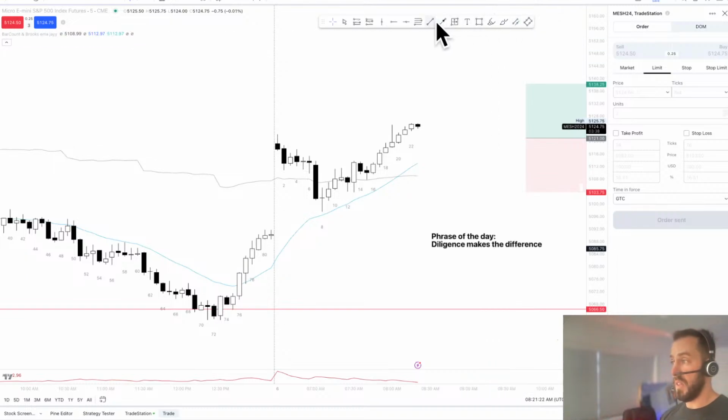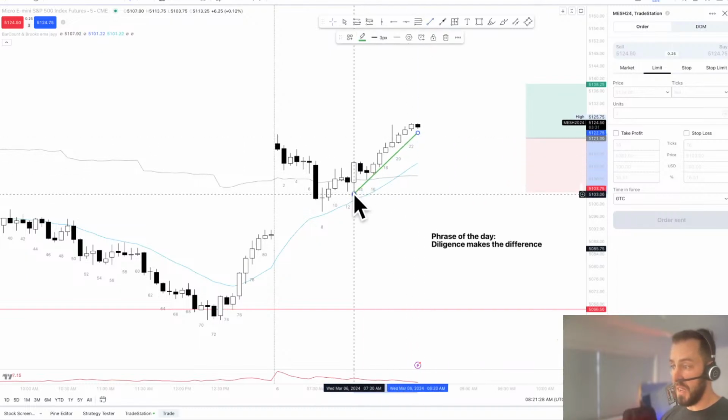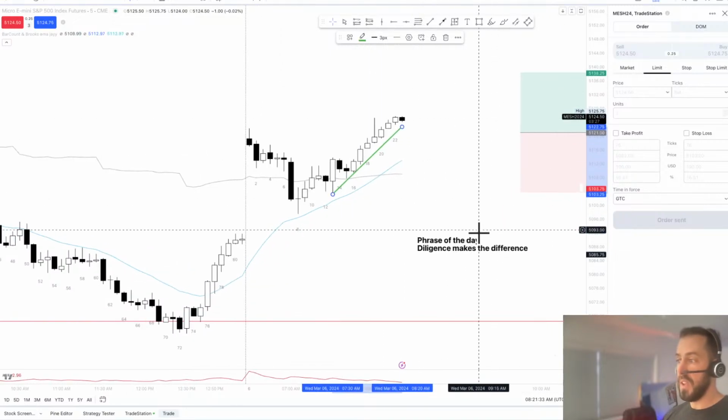So let's draw the trend line. Okay, so here's the trend line. Right, we're connecting the lows. This is not rocket science. I'm just connecting that low to that low, and that puts our line there, right?